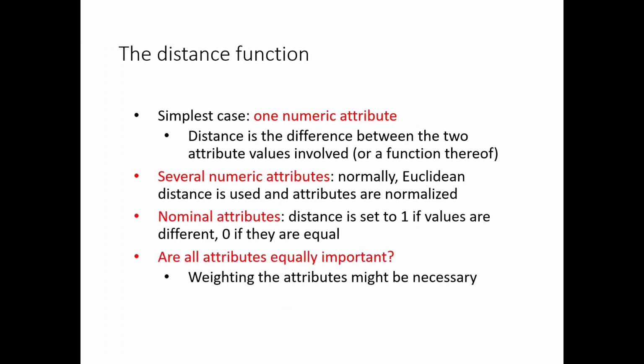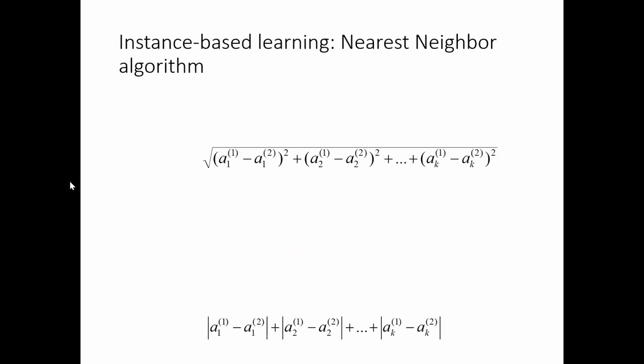When you talk about the distance function, we need to find out a similarity. Usually we can talk about the geometrical distance. If you have only one attribute, you can take the difference. But if you have several attributes, then you have to use the Euclidean distance. And for nominal attributes, the distance will be set to 1 if they are different, or 0 if they are equal. Are all attributes equally important? You never know. Weighting the attributes might be necessary.